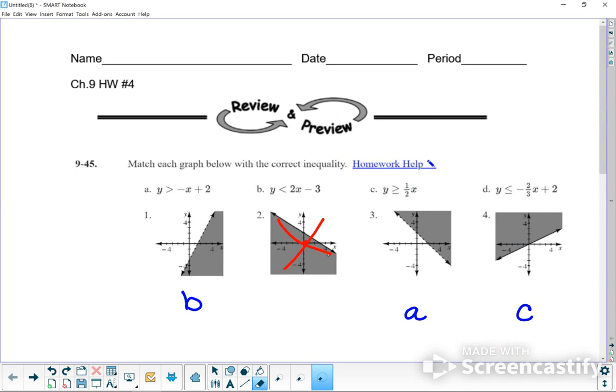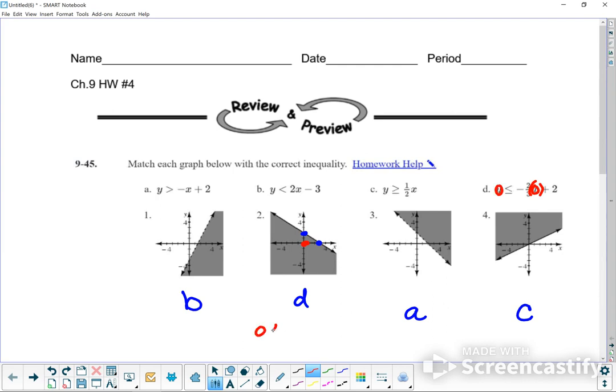And by process of elimination, 2 should be D. Okay, because it looks like we start at 2, and it's going to be down 2 and over 3. So if you go down 2 and over 3, looks like it hits it right there. And if I pick 0, 0, just to check it out, 0, 0 is on the shaded, so it should be true. So if I pick 0 right here, and 0 right here, let's work this out.